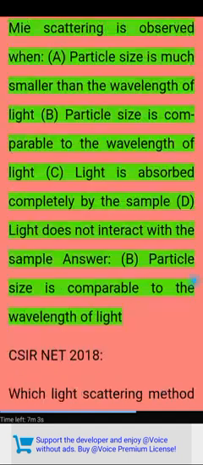CSIR NET 2020. Mie scattering is observed when A. Particle size is much smaller than the wavelength of light. B. Particle size is comparable to the wavelength of light. C. Light is absorbed completely by the sample. D. Light does not interact with the sample. Answer: B. Particle size is comparable to the wavelength of light.